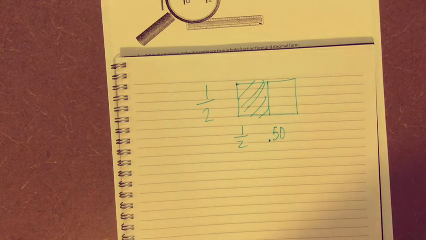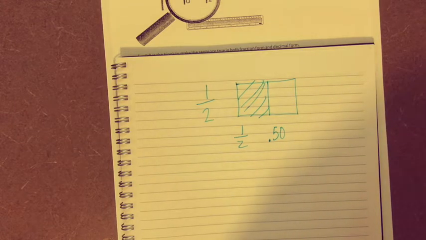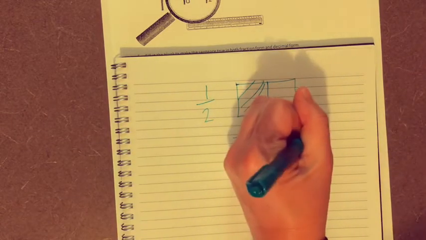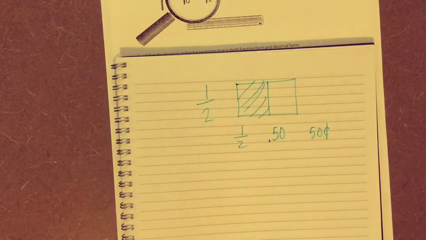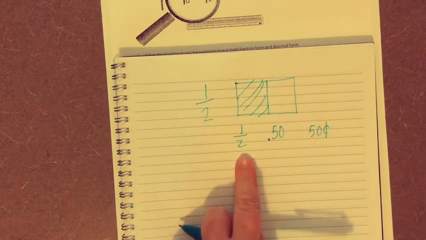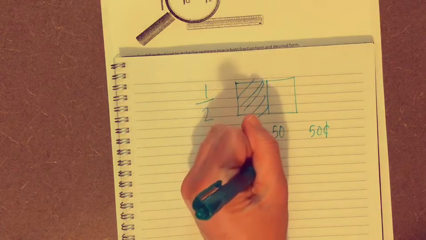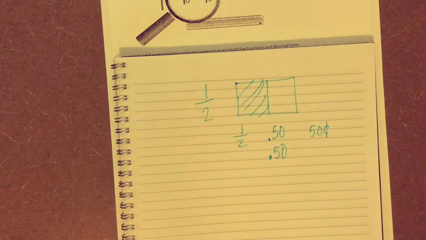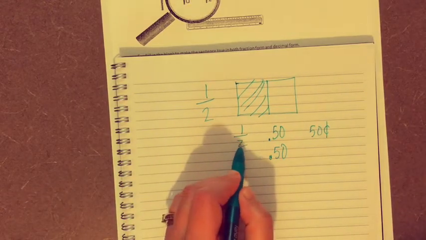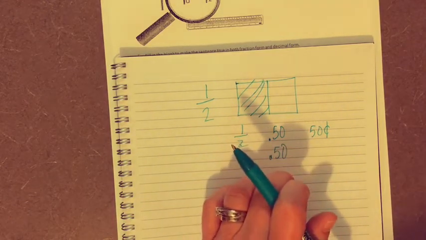Or I could also say I have 50%. So if you think about this in terms of money, well, what would half of a dollar be? It would be 50 cents. So how would I write 50 cents with the decimal? Well, it would look like this, 50 cents, okay? So now we're thinking about equivalent fractions and their cousin, the decimal.